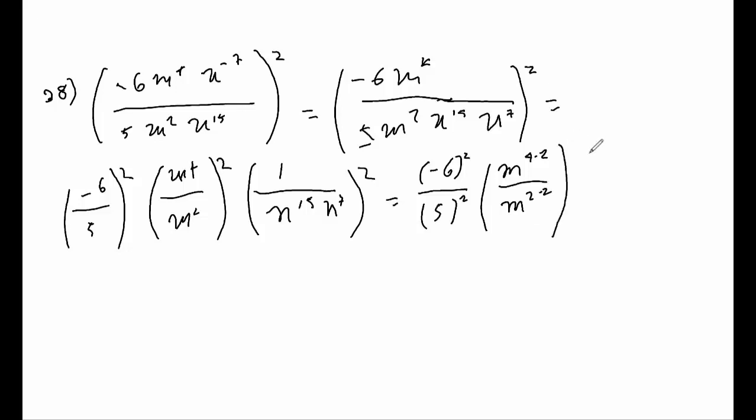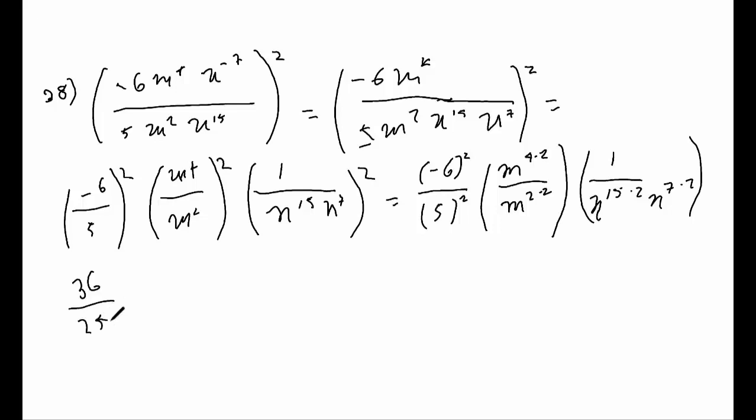And then here I will have, well, 1 to the 2 power is just 1, so that will remain the same. And then the bottom, I'll use my product rule, n to the 15 times 2, n to the 7 times 2. So here on top, I will get negative 6 squared is a positive 36, divided by 5 squared is 25.